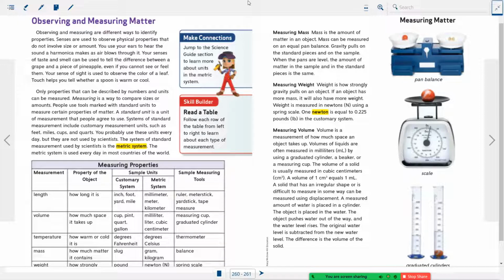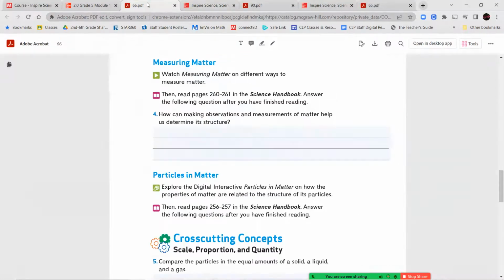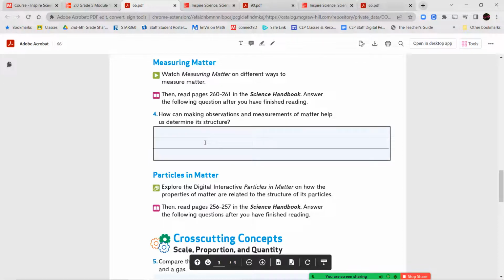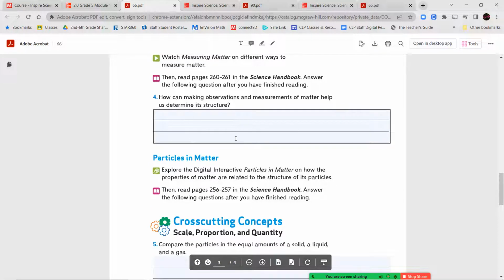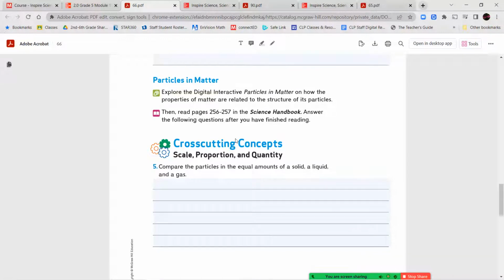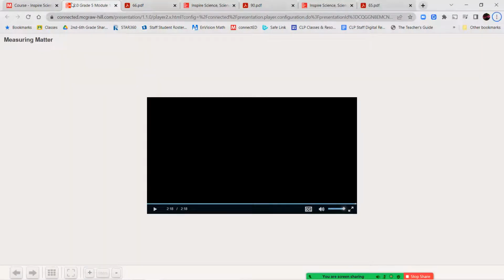All right, let's go ahead and jump back into our pages. Now, how can making observations and measurements of matter help us determine its structure? So now you can go ahead and answer this question. And then we're going to jump into our digital interactive titled Particles and Matter on how the properties of matter are also related to the structure of its particles. After we explore that, we're going to read pages 256 and 257 in our science handbook and answer the question, compare the particles in equal amounts of a solid, a liquid, and a gas. So let's go ahead and jump into that activity together.